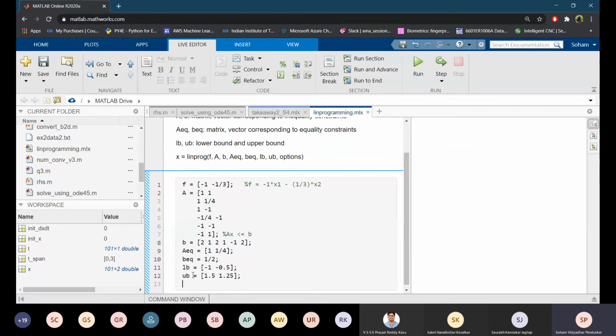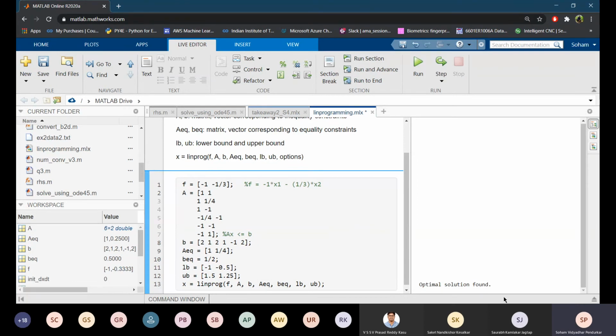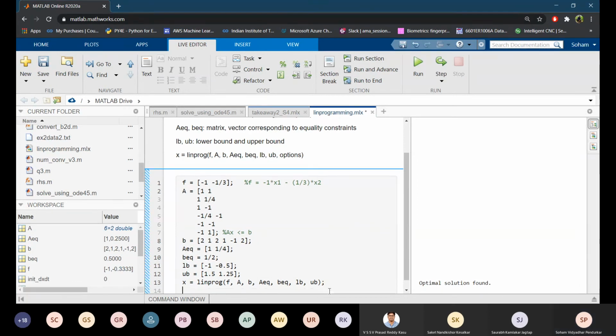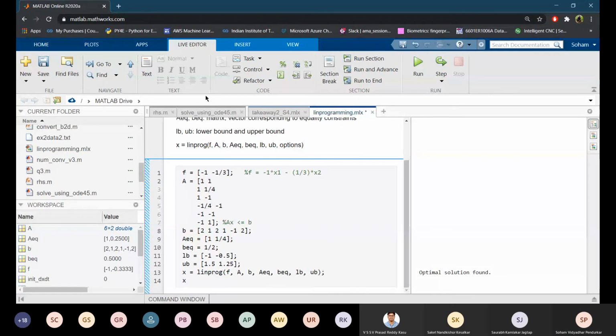Now let's use the linear programming function. S is linprog: f first, then A, then b, then Aeq, then beq, then lb, then ub. And what the options are, we'll see later. So let's execute this and see what happens. Optimal solution found. See, this is the optimal solution it found directly: 0.1875, 0.125.